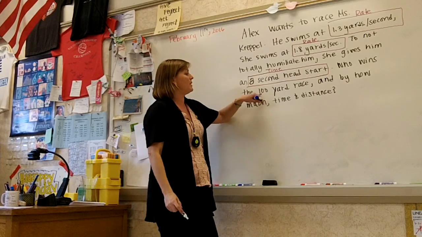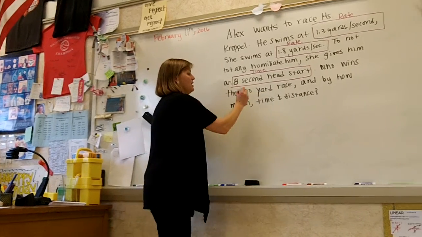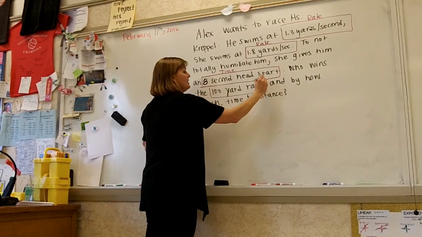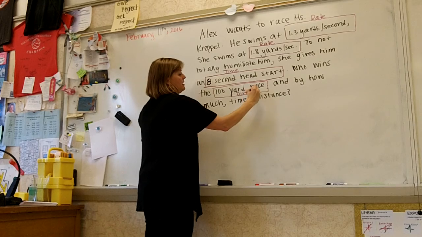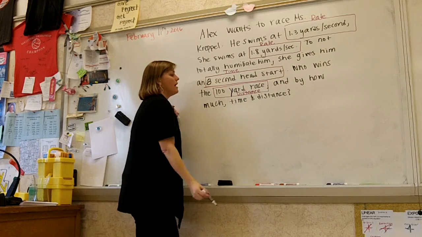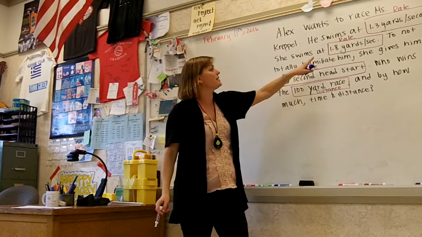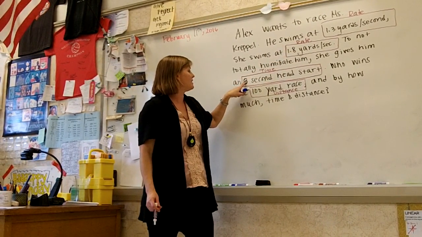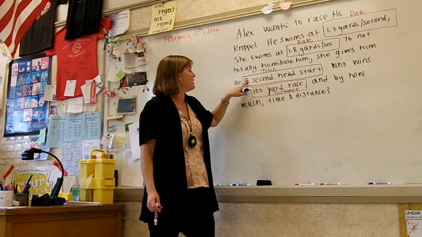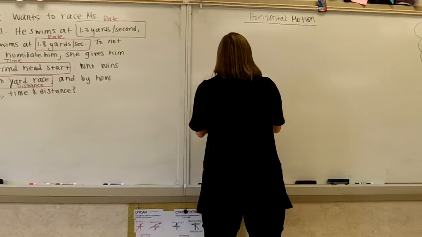So who wins the 100-yard race, and by how much time and distance? So 100 yards is a distance, so that is the length of the race. So distance is 100 yards. Here are our two rates, and then we're going to talk about the 8-second time differential for him. So let's first start with what Alex is going to be doing.